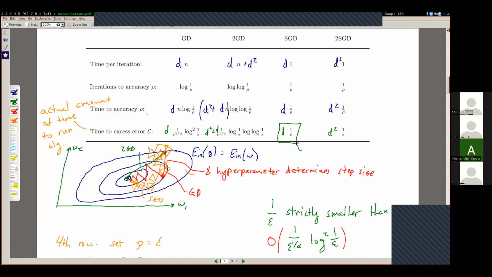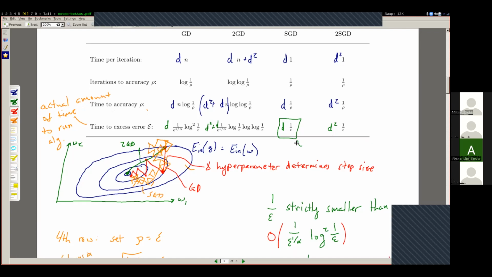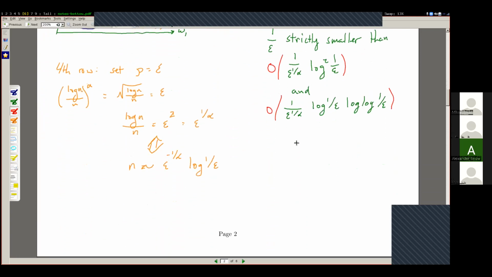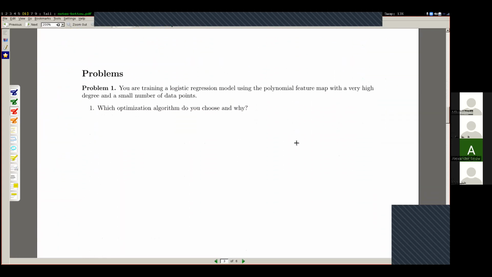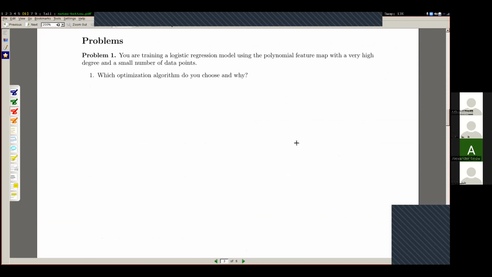Okay, so then for the midterm, what do you have to know about all of this? Well, there are some example problems down on the next page. This first example problem says we're training a logistic regression model using the polynomial feature map with a very high degree and a small number of data points.